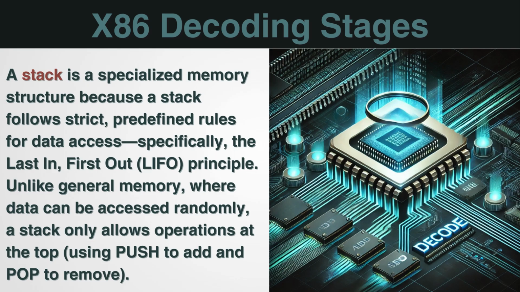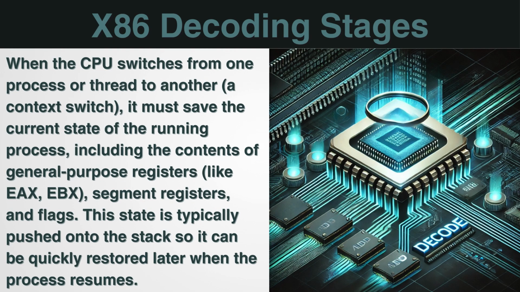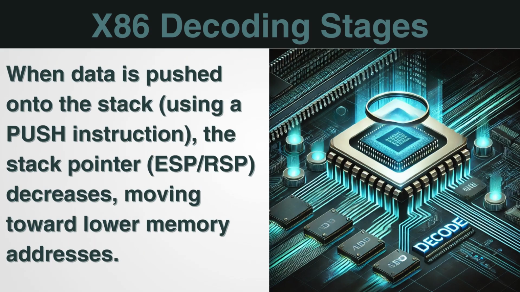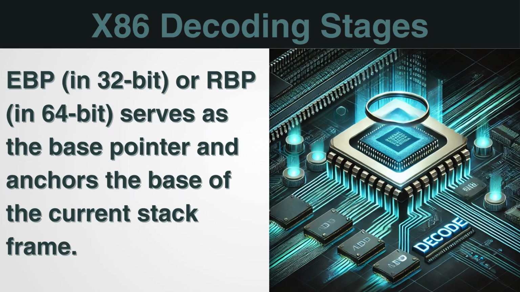In x86, the CPU uses the stack to store temporary data like function call return addresses, local variables, and register states during context switches. In x86, the stack grows downward from higher memory addresses to lower ones. The key registers involved are the ESP and RSP, the stack pointer, pointing to the top of the stack, and the EBP and RBP, the base pointer, which anchors the base of the current stack frame.